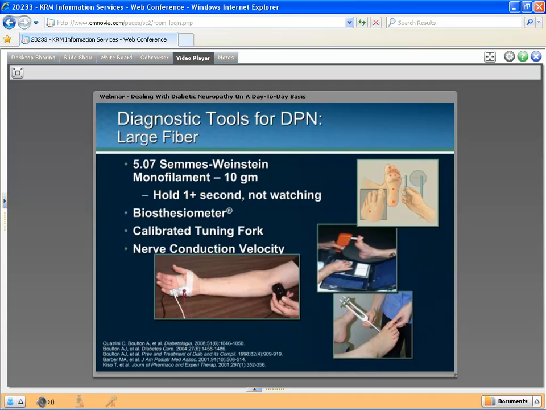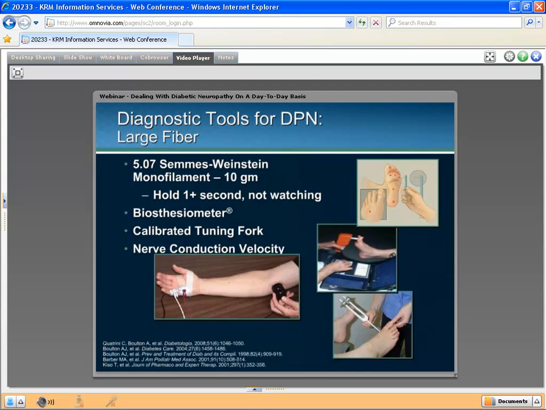The majority of the foot ulcers would happen across the ball of the foot and the great toe. So you particularly want to check the metatarsal heads and great toe. You may check the heel, you may check the toes, you may check some other areas, but it's important to at least check in those major areas across the ball of the foot and the big toe. The biothesiometer, the calibrated tuning fork, or nerve conduction velocities would be other tools that could be used.